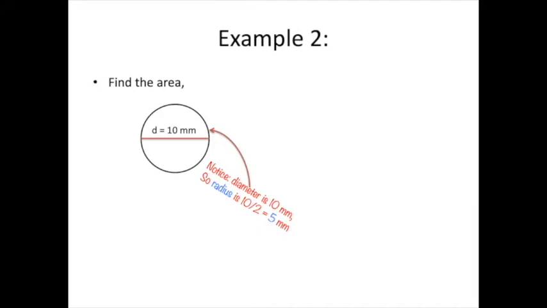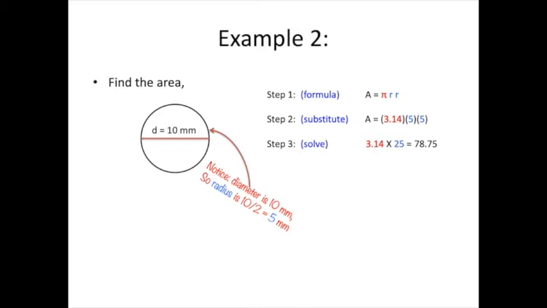This next example shows that they have given us the diameter. To solve for the area, however, we need the radius. So we divide 10 by 2 and notice that the radius is equal to 5 millimeters. Step 1, we write the formula, pi times r times r. We substitute 3.14, 5 times 5. Now we solve. 3.14 times 5 squared, which is 25, equals 78.75, and label it with units squared, millimeters squared.